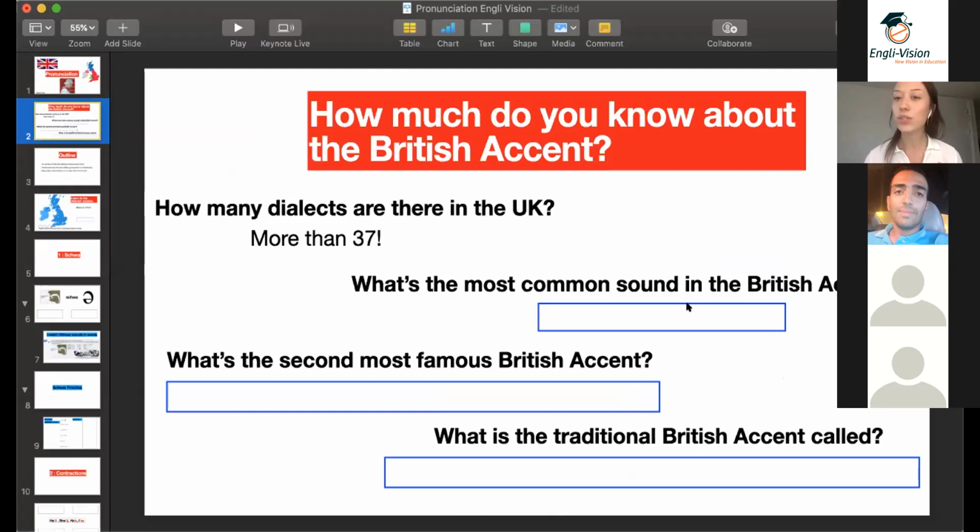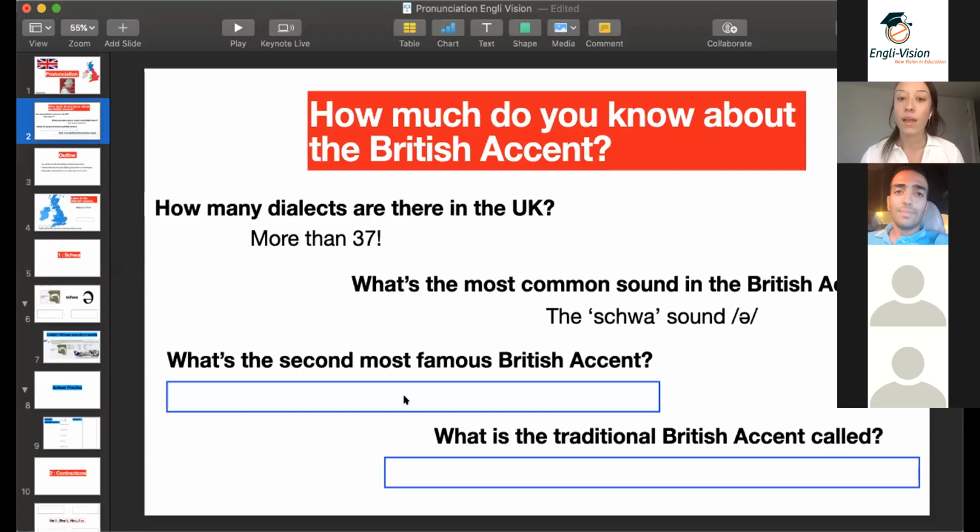Okay, what's the most common sound in the British accent? Any ideas? Anyone want to suggest? Unmute and just speak. Most common British sound, any ideas? I'll give you 3 seconds and I will tell you the answer. Okay, so the most common sound in the British accent is schwa. The most common sound in our British accent.